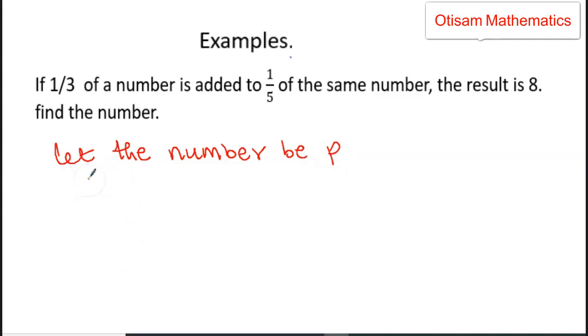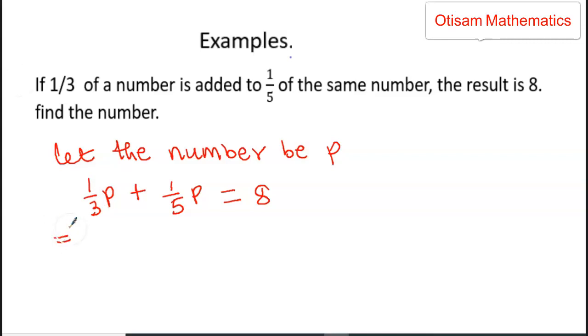1/3 of that number, so 1/3 p, plus, is added, 1/5, 1/5 p, is the same as, or the result is 8. So this is our equation, then we solve. In one of the methods of solving linear equations, we said that when you have fractions, you find the LCM. So the LCM of 3 and 5 is 15. So we multiply by 15.